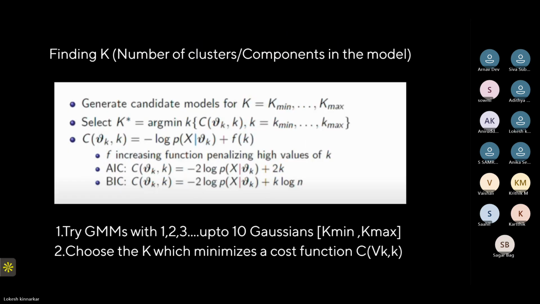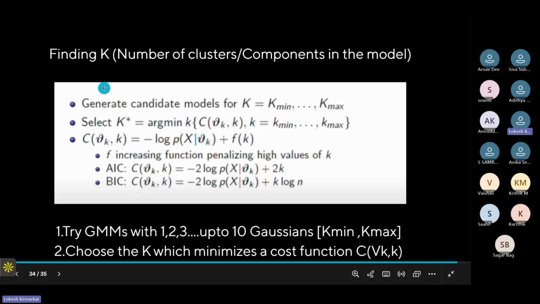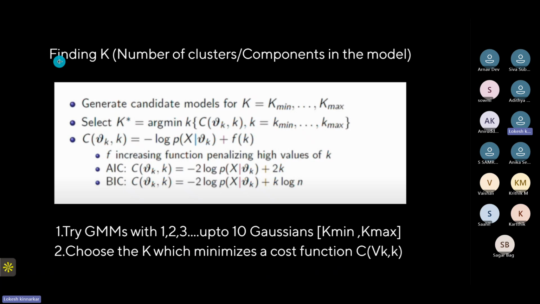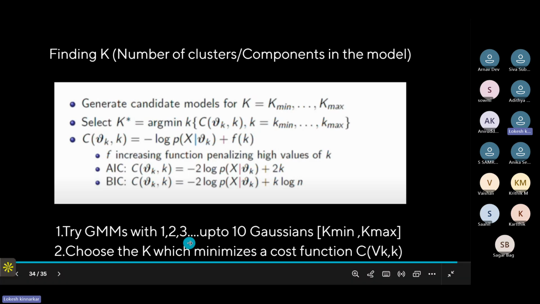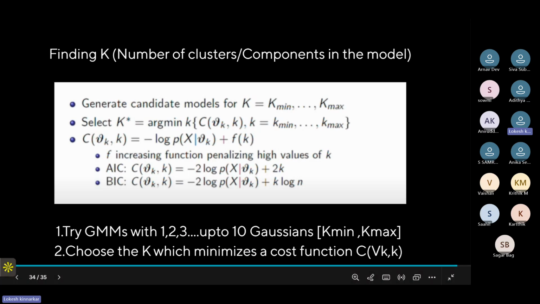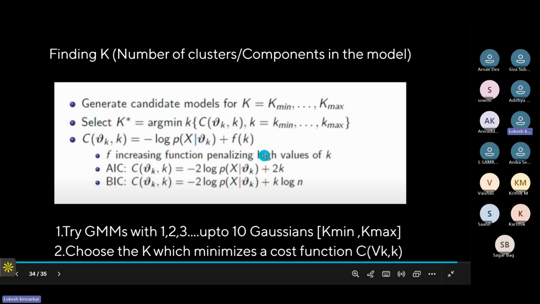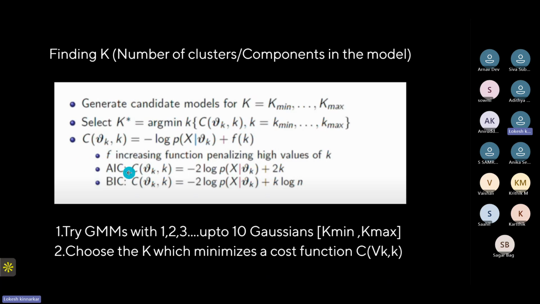Also, there is a problem here as well, that we have to choose how many clusters or components we need in the model. There are no certain methods or fixed criteria. You can try Gaussians from 1 to 10 and see which gives you the best solution. But there are certain Akaike and Bayesian information criteria.